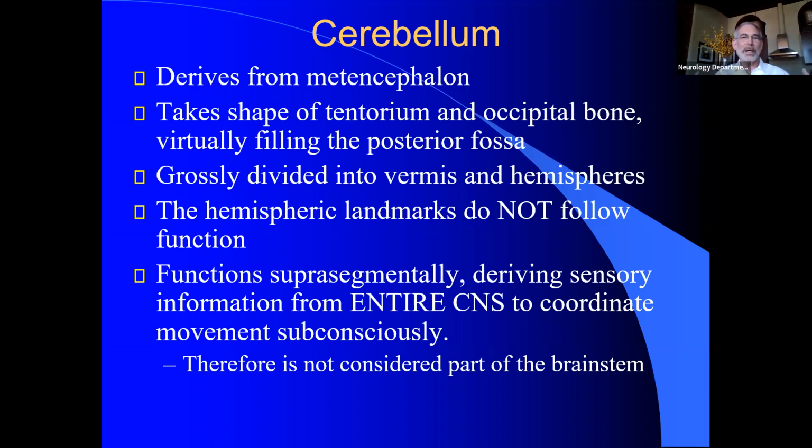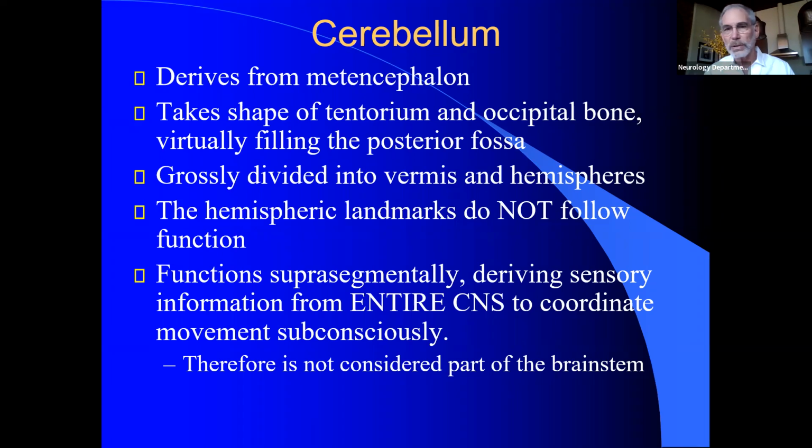Obviously we're going to spend a lot of time on the cerebellum later in the course, but it is organized suprasegmentally. It really doesn't care that much about the sensory information or what part of the brain it's projecting to. I mean, it does, but not in the cortical structure of the hemispheres. These are all going to emerge when we get to the level of the cerebellar nuclei, which we're going to look at shortly. You should not consider the cerebellum part of the brainstem.